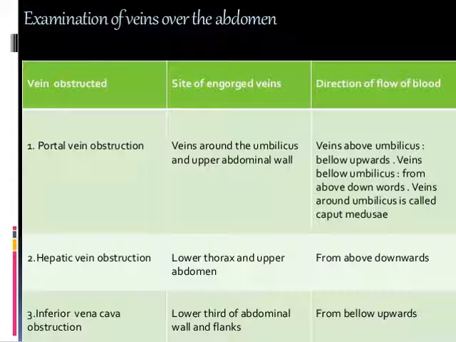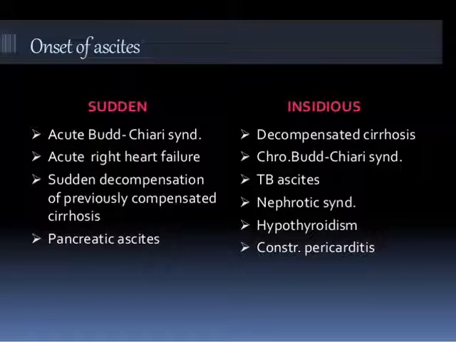Veins over the abdomen: when we find dilated veins over the abdomen, we should differentiate whether it is portal vein obstruction, hepatic vein obstruction, or inferior vena cava obstruction, as you see in this figure. The onset of ascites is significant. The previously mentioned signs of abdominal examination appear in cases of insidious onset of ascites, but in sudden or rapidly accumulating ascites, the other features are not prominent.